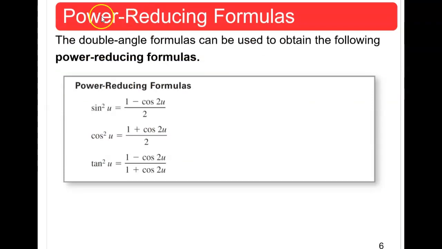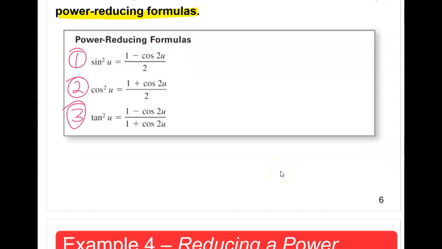Now we're going to move on to the power reducing formulas. And here we have sine square u, cosine square u, tangent square u. So that is exactly what we mean when we say power reducing formulas. So your three formulas are here. Remember, when you are creating your formula sheet, to include those. Those will be pretty useful to have.